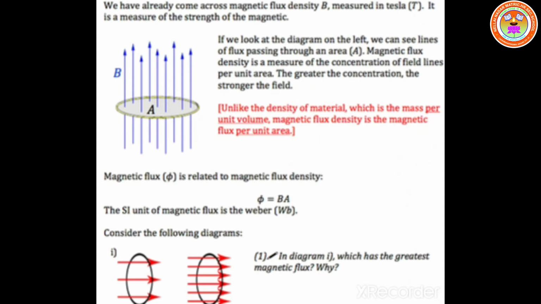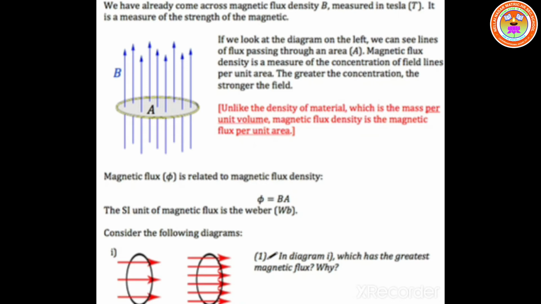In picture 1 and picture 2, which has the greatest magnetic flux? In this diagram, we can see the magnetic flux. In picture 2, the size of the material is small, but there are 3 magnetic lines around it. So picture 2 has more magnetic flux.